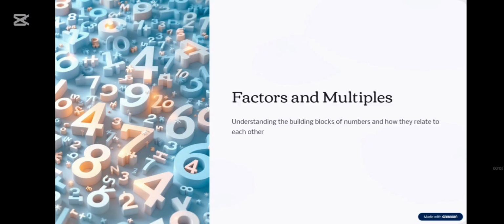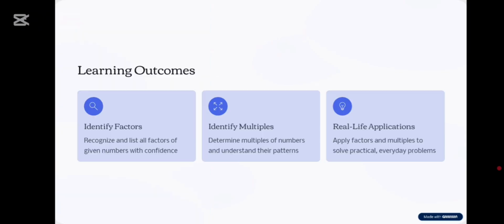Okay, we continue. Now we're going to look at factors and multiples. We're going to understand the building blocks of numbers and how they relate to each other, which is also very essential. After understanding what factors and multiples are, the first thing you need to learn is to identify factors and multiples, and also apply this concept in real life because it is applicable to everyday life. Those are some of the learning outcomes.